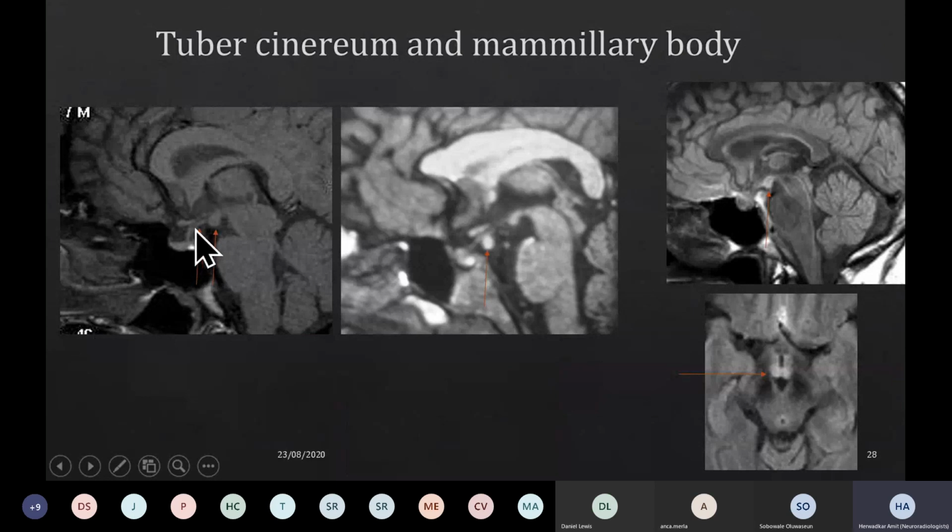The posterior aspect of the pituitary infundibulum is a tuber cinereum, and this is the mammillary body. Over here again, the anatomy, this is the mammillary body just in front of the midbrain over here. This is the midbrain. Just in front of the midbrain is the mammillary body, and this structure here is not a mammillary body. This is a small nodule along the posterior aspect of the pituitary infundibulum. This is a hamartoma.